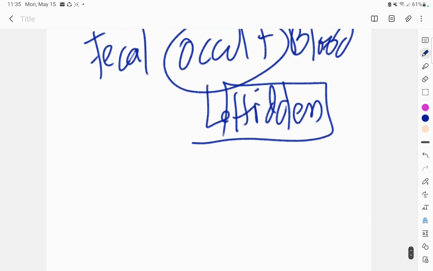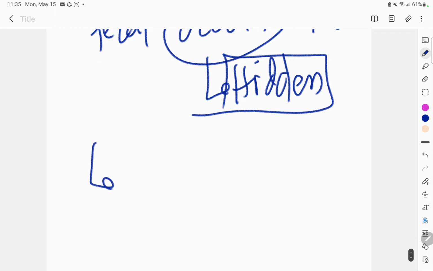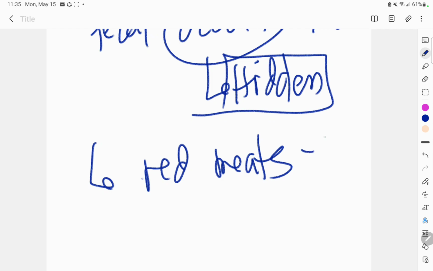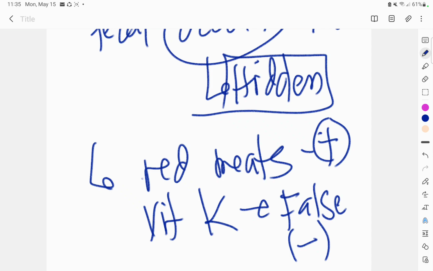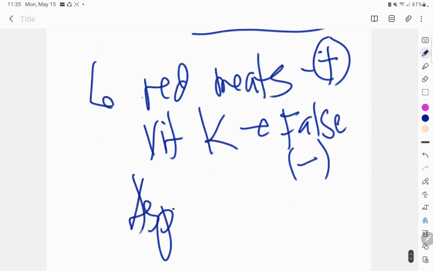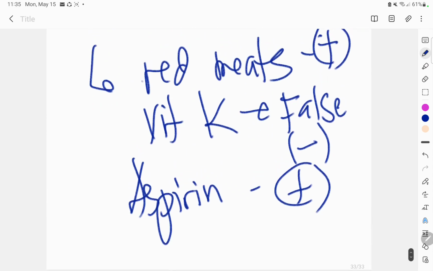With that guaiac stool exam, you have to instruct the patient not to eat red meat before the examination, because that will give you a false positive result. Vitamin K is also not allowed, because it gives a false negative. Why? If there is bleeding and the patient takes vitamin K, it will stop the bleeding, so it gives you a false negative. Aspirin is also not allowed, it will give you a false positive result. Okay? Now, let's continue.